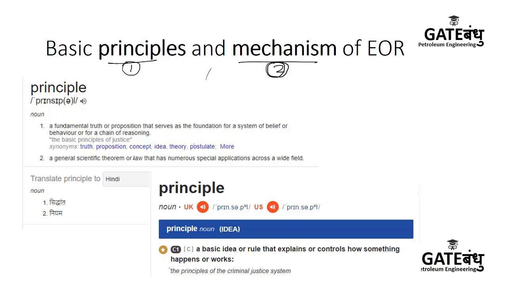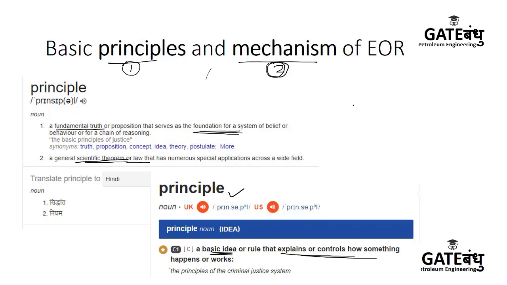What does principle mean? Actually, the fundamental truth that serves as a foundation for a system. And of course, there is another meaning, a scientific theorem or law, like Archimedes' principle or Graham's law. Different principles are there which explain the scientific theorem or law involved. In the second definition, the basic idea that explains or controls how something happens or works.